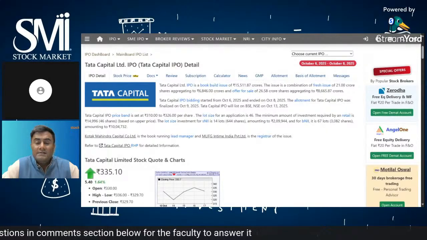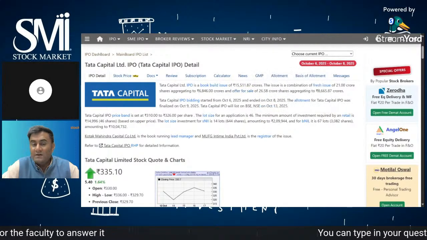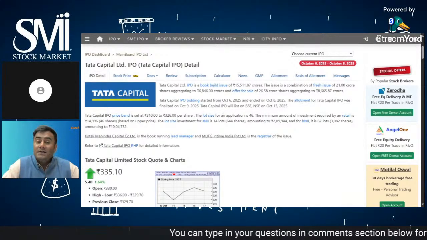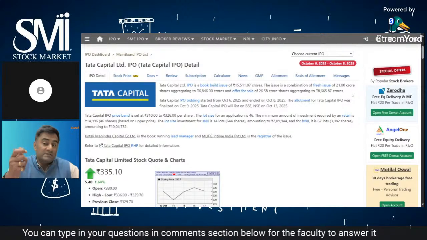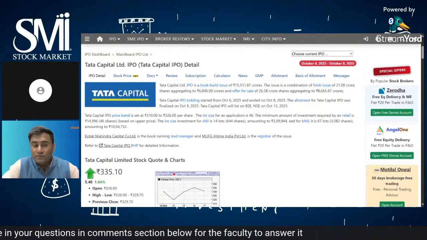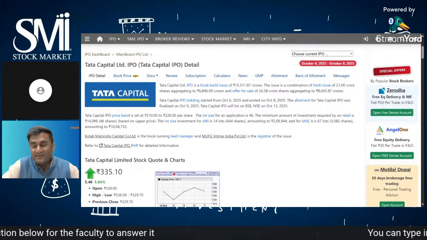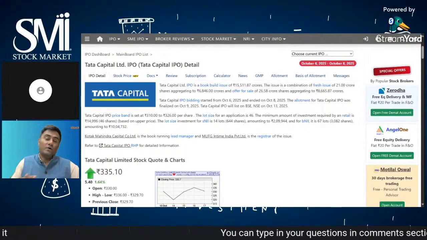And so the size. This is a big IPO, 15,500 crores. And now I want to understand what kind of an IPO is it? Is it a fresh issue or is it an OFS, friends? OFS stands for offer for sale.